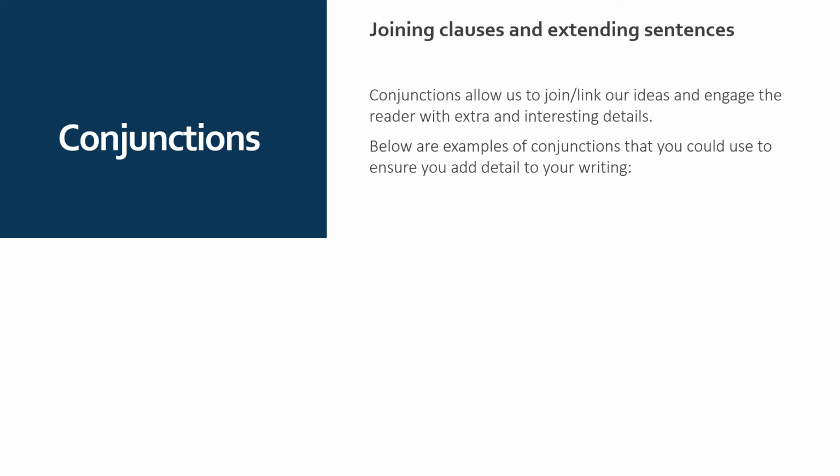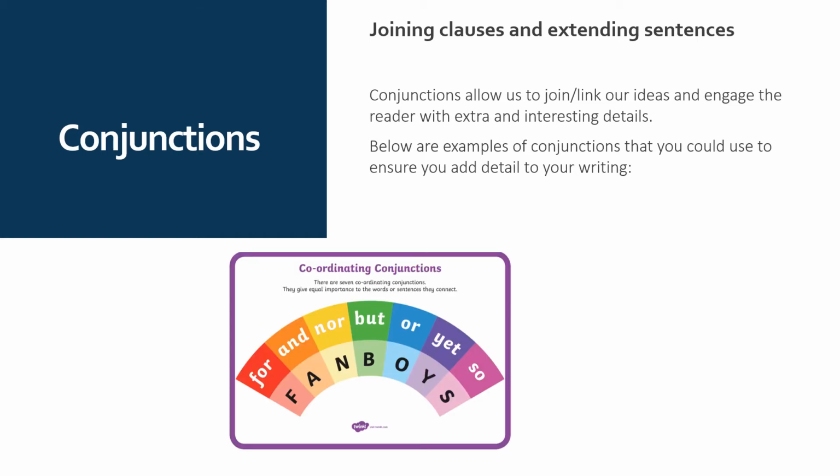So here we are talking about conjunctions. These are for joining clauses and extending sentences. Conjunctions allow us to join or link our ideas and engage the reader with extra and interesting details. And below are some examples of conjunctions that you could use to ensure you add detail to your writing. For example, you've got for, and, nor, but, or, yet, and so, and you've probably all used some of those in your writing already this year.